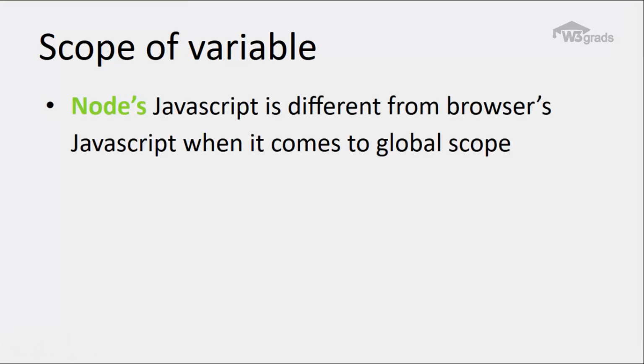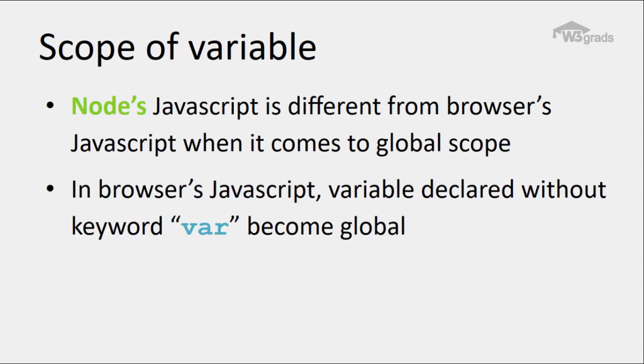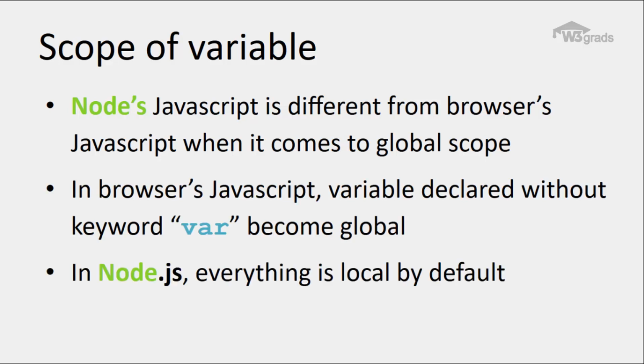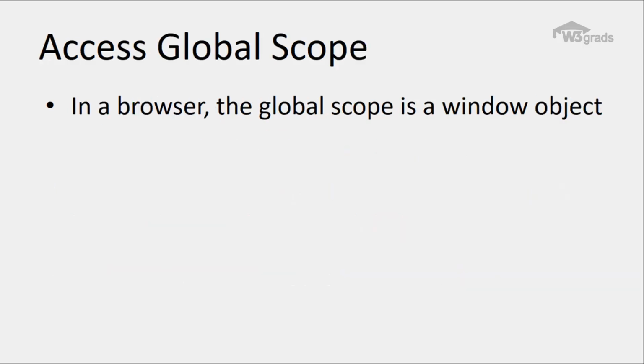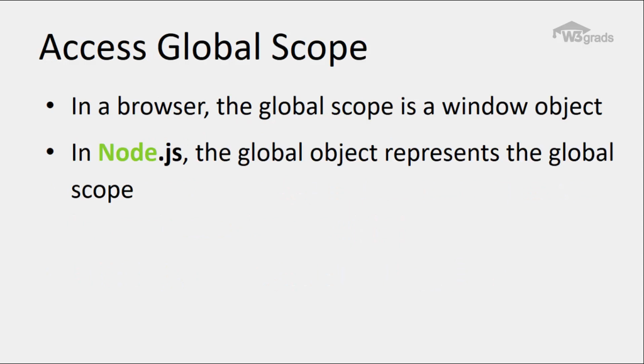Now, let's quickly discuss variable scope in the case of Node.js. Node's JavaScript is different from browser's JavaScript when it comes to global scope. In the browser's JavaScript, variables declared without the var keyword become global. In Node.js, everything becomes local by default. In a browser, global scope is the window object. In Node.js, the global object represents the global scope.